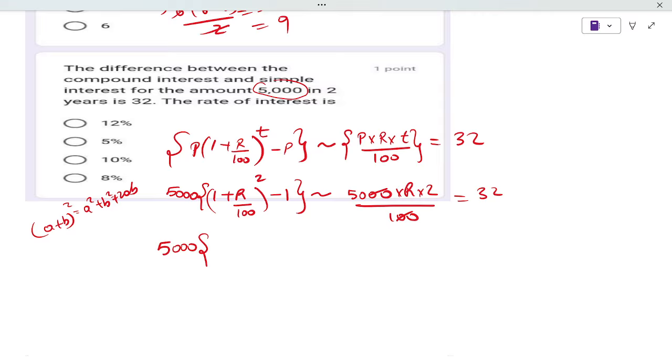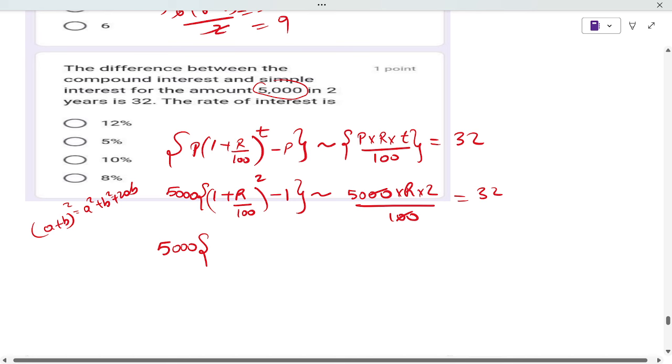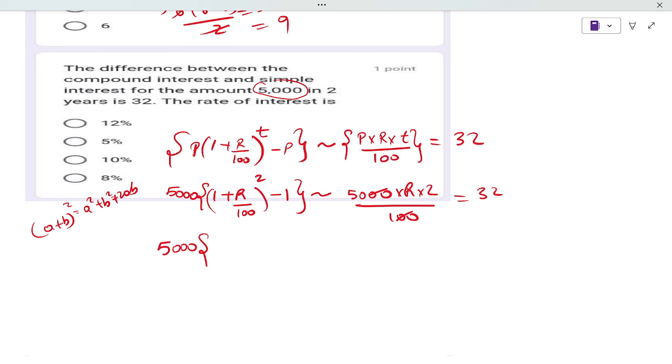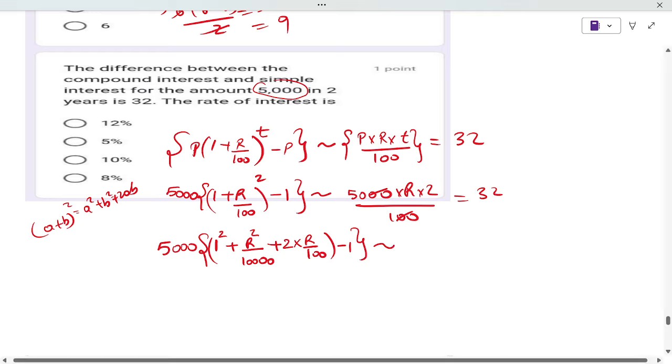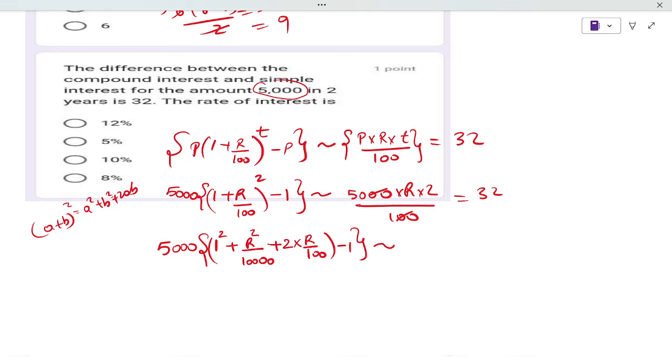Okay, now you just put the value. Here a square is 1 square, b square is r square divided by 100 square, which is 10,000, plus 2 into a into b, that is r by 100, minus 1, minus 2r by 100. 50 into 2 will give us 100 r, is equal to 32.